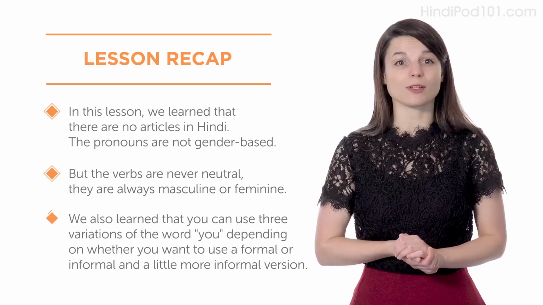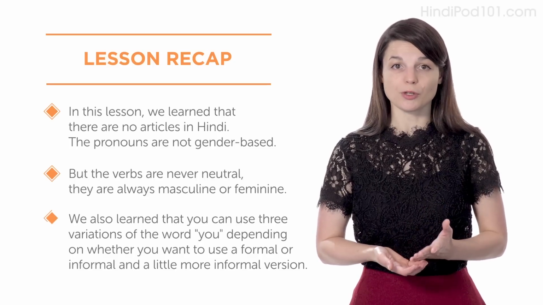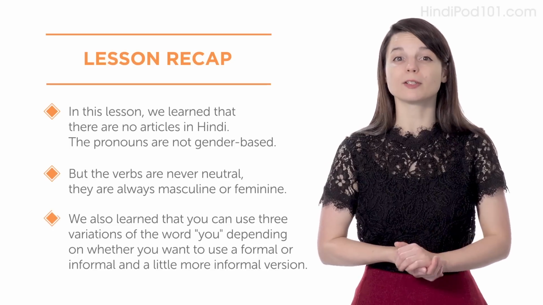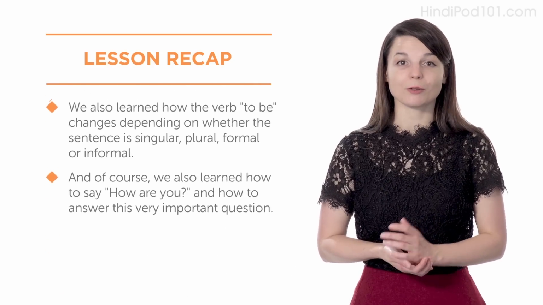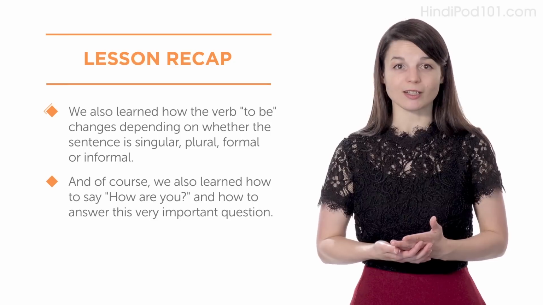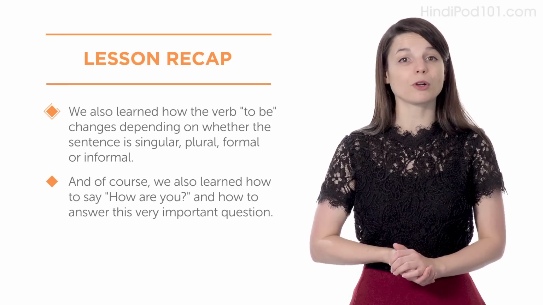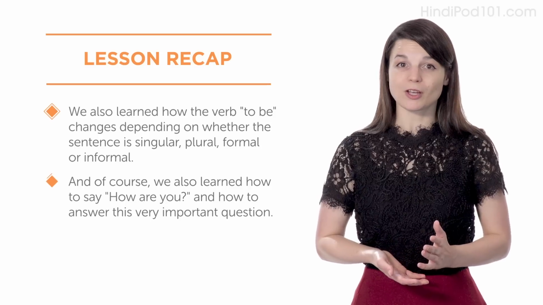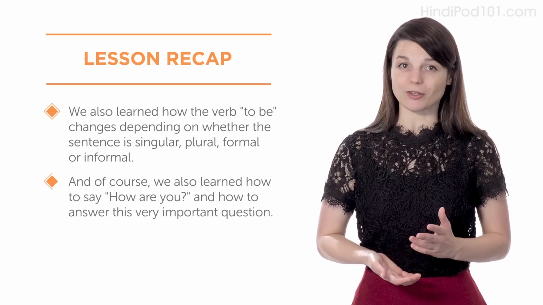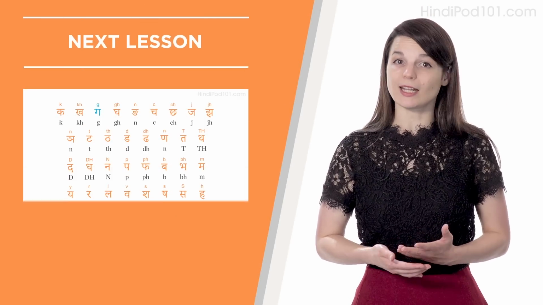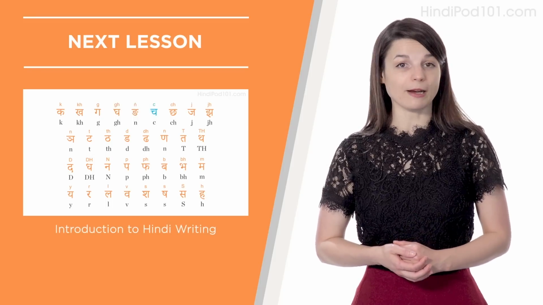We also learned that you can use 3 variations of the word you, depending on whether you want to use a formal, informal, or a little more informal version. We also learned how the verb to be changes depending on whether the sentence is singular, plural, formal, or informal. And of course, we also learned how to say, how are you? And how to answer this very important question. We just learned the basics of Hindi grammar. In the next lesson, we'll learn the basics of Hindi writing.